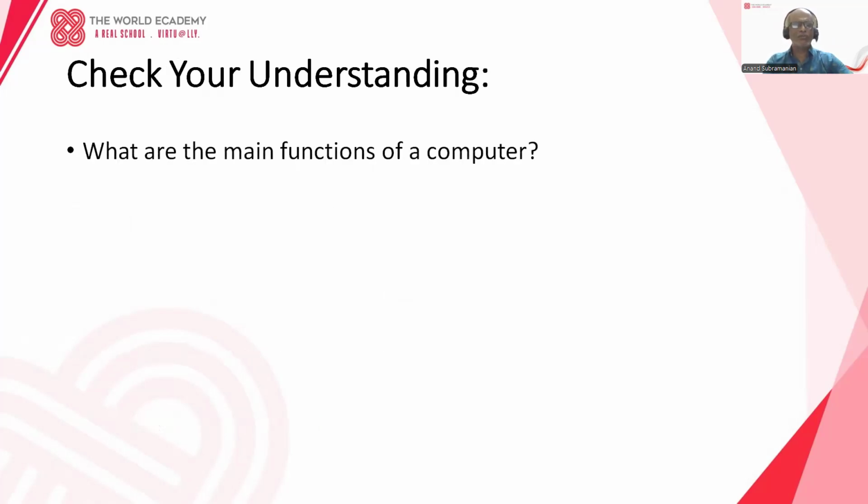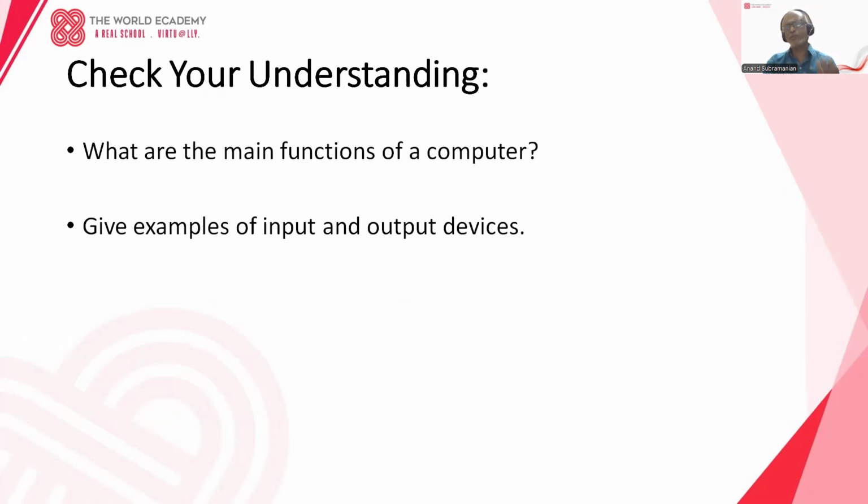Check your understanding. What are the functions of a computer? You know very well. It can accept the data, process the data, and produce the results. Give examples of input and output devices. There are many. For input you can give OCR, OMR, mouse, keyboard, scanner, joystick. Output devices are monitor, printer, plotter, speaker, projectors. All these are output devices.